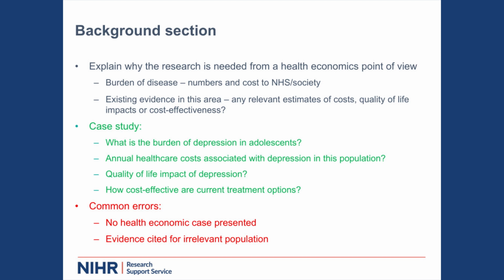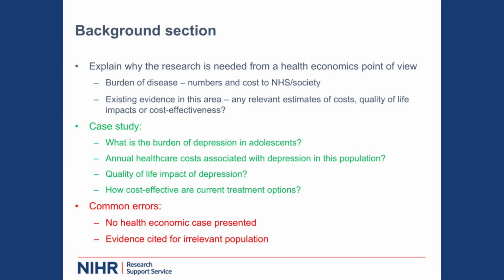So the sorts of things you might want to include for the case study: what is the burden of depression in adolescents? What are the annual costs associated with depression in this group? Is there evidence around the quality of life impact of depression? And how cost effective are current treatment options?